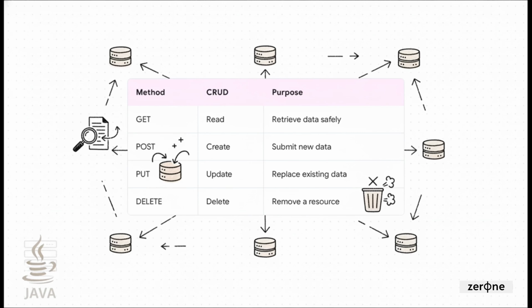Moving down, a PUT request corresponds to an update, which replaces an existing resource entirely. And lastly, naturally, a DELETE request removes a resource from the database.